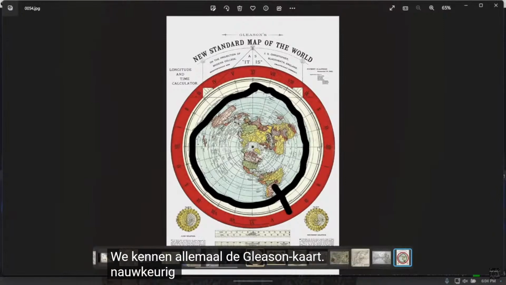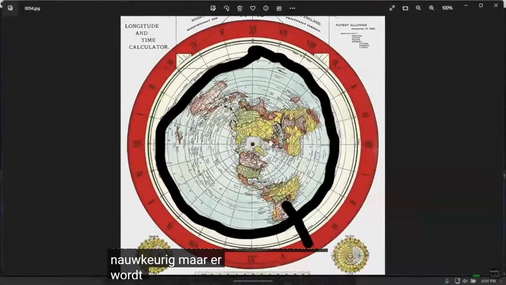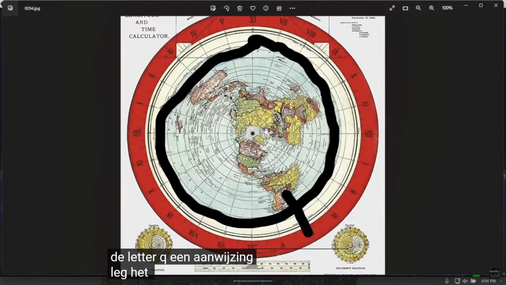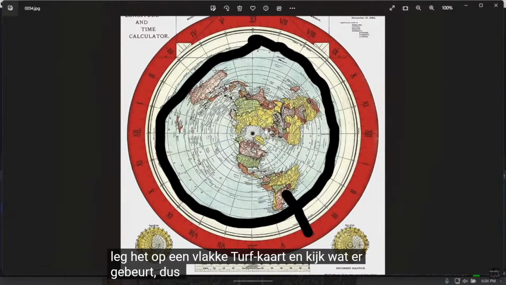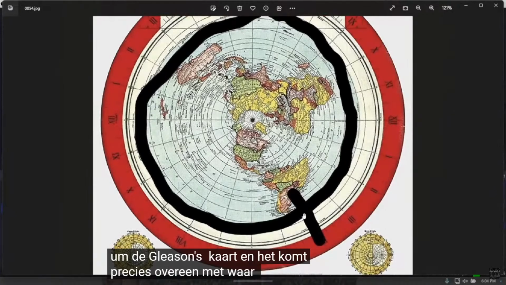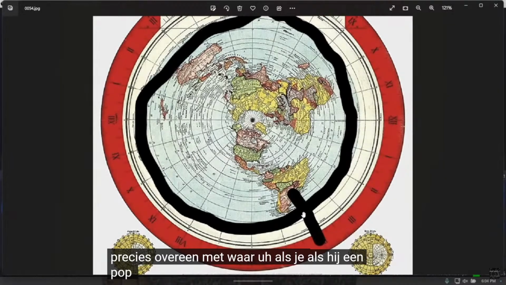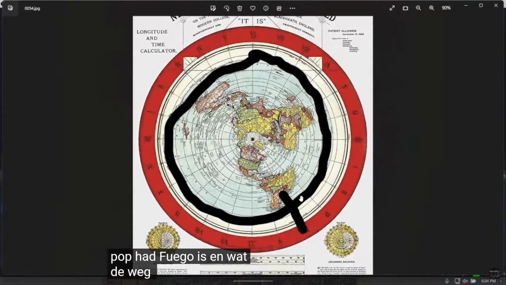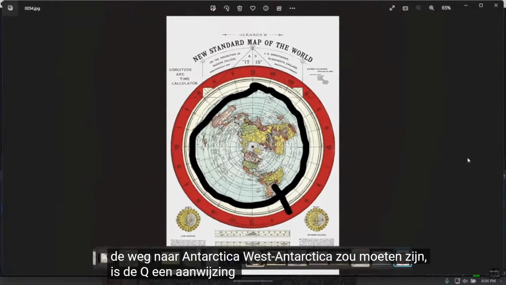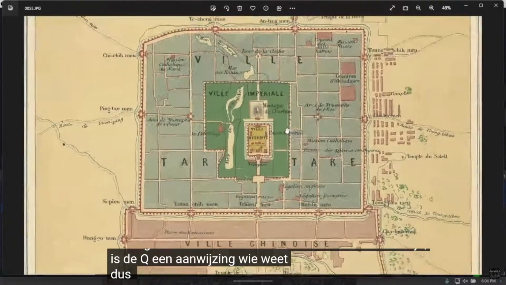You know, he says it's accurate, but it's been debated for years now. It's quite boring. But somebody said to me, and I thought it was interesting: is the letter Q a clue? Put it over a flat earth map and see what happens. So I did. I put Q over the Gleason's map, and it lines up with exactly where Tierra del Fuego is, and what is supposed to be the way to Antarctica, or Western Antarctica. Is the Q a clue? Who knows?